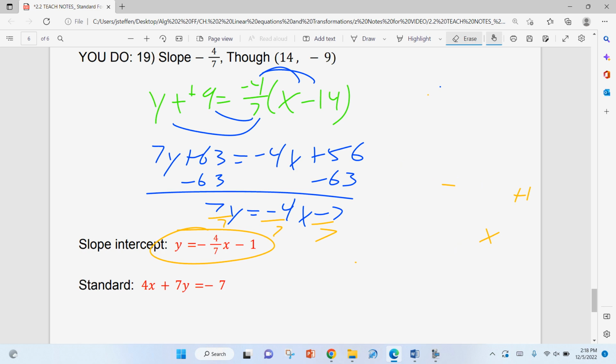Sorry, let me rewrite this. Sorry, there's a lot of mistakes in this, but it's really hard to redo the whole thing. So this step, 7y is equal to negative 4x minus 7. And all we need to do is add the 4x to both sides. So that ends up with this.